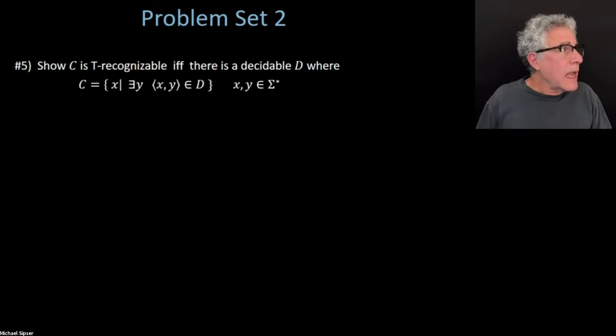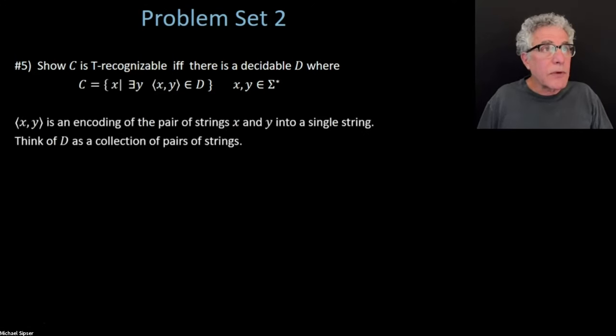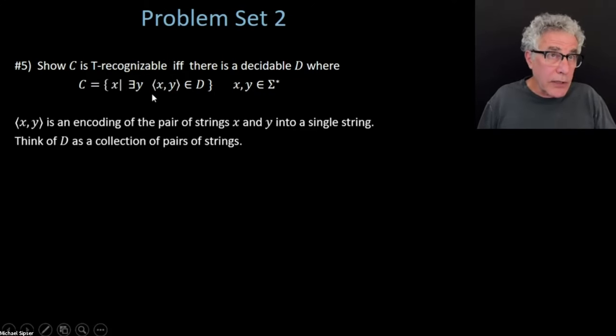Okay. I wanted to spend a few minutes talking about problem set 2, but we're running a little out of time here. In particular, there was problem number 5, where you show that a language C is Turing recognizable if and only if there's a decidable D, where D is now a collection of pairs. We got some questions about the notation, which I've hopefully answered now. So C is a set of X's such that there exists a string Y you can pair it with, so that the string XY is in D.